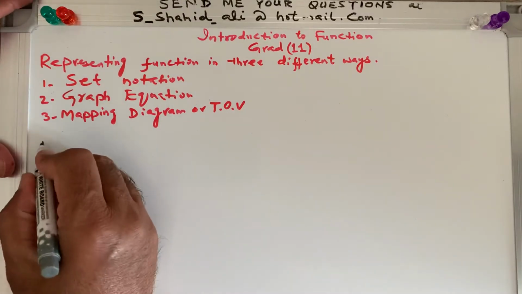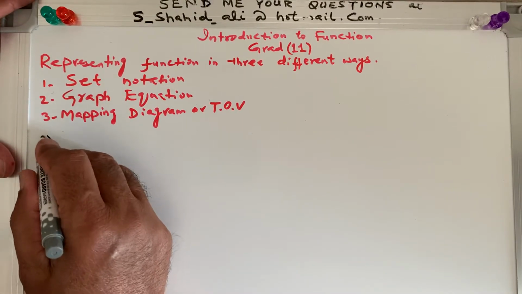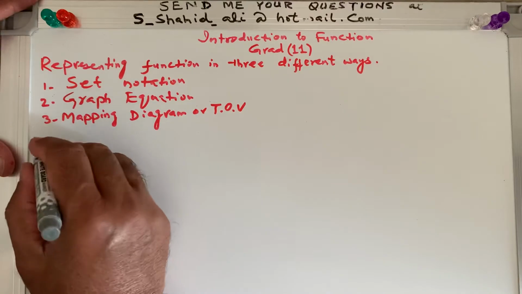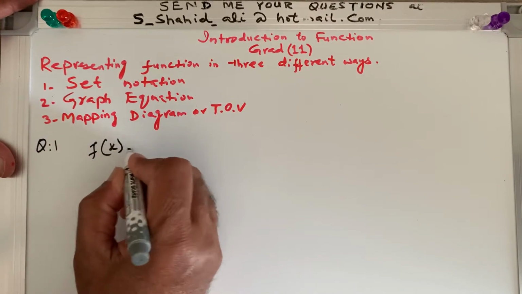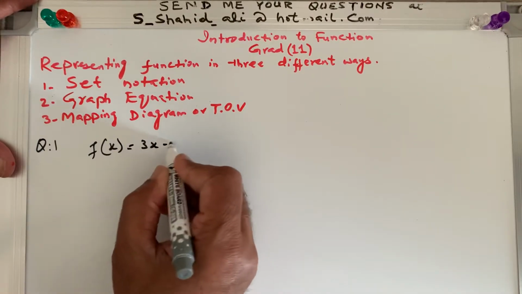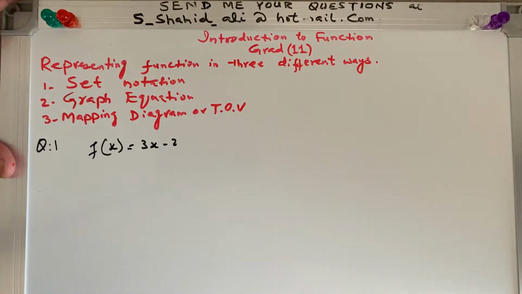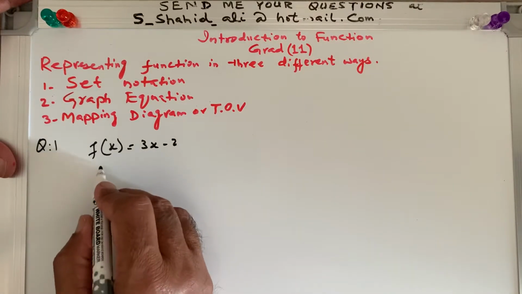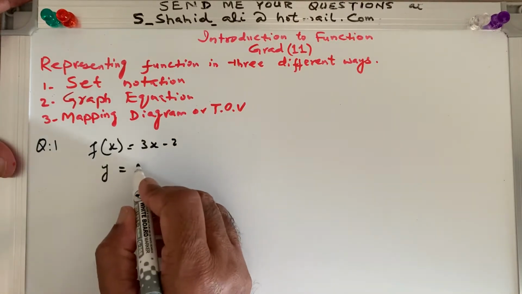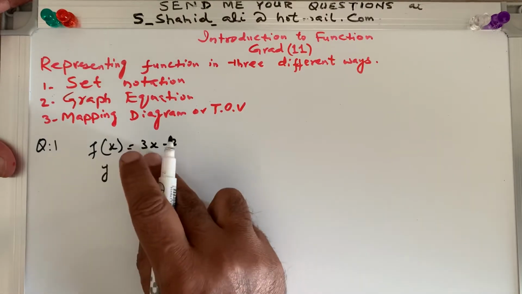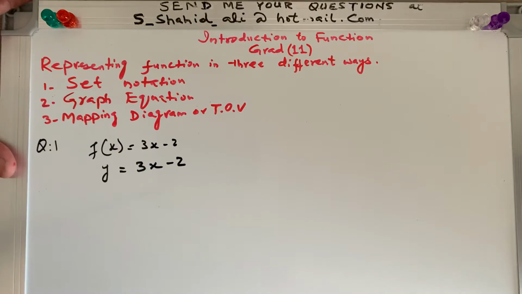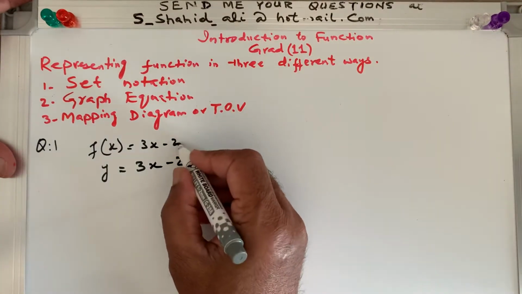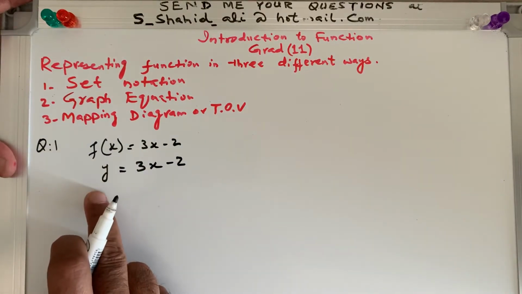And the first question asked, so I will say question number 1, is f of x equals 3x minus 2. And we learned in the introduction of function that f of x is nothing but y. It's the value of range, and the value of x is the domain. Domain is the value of x. And we can get the table of values by substituting the value of x and getting the value of y.